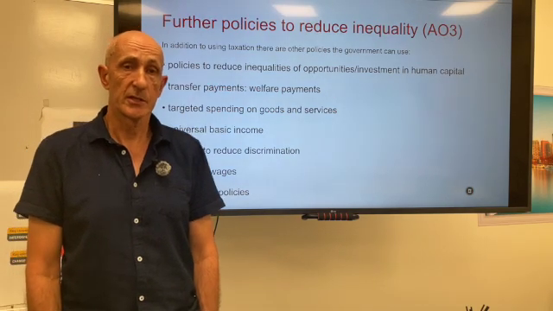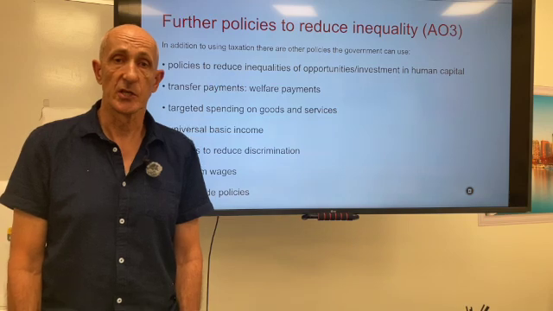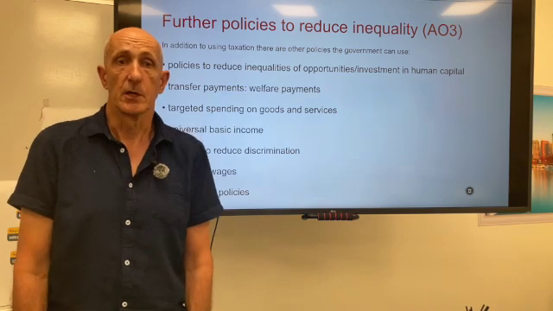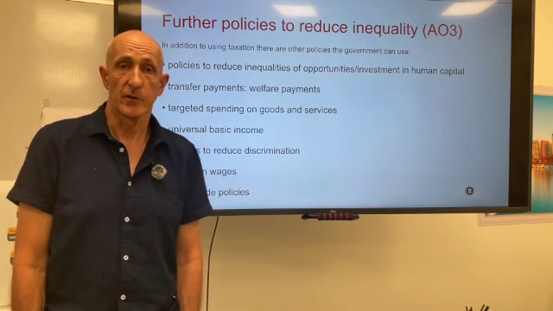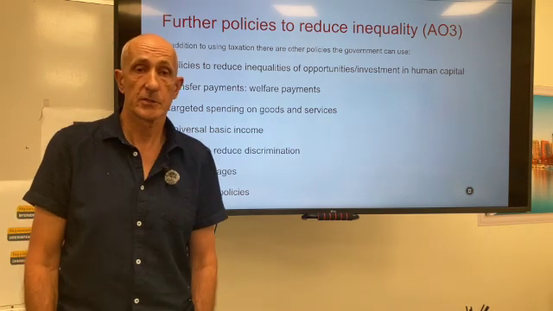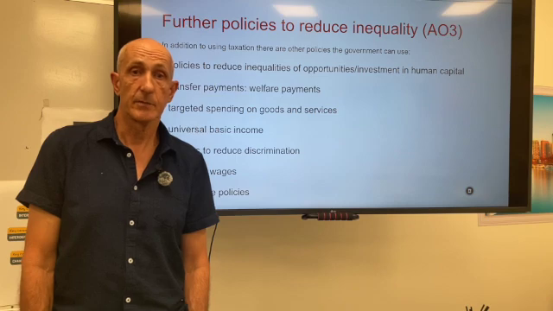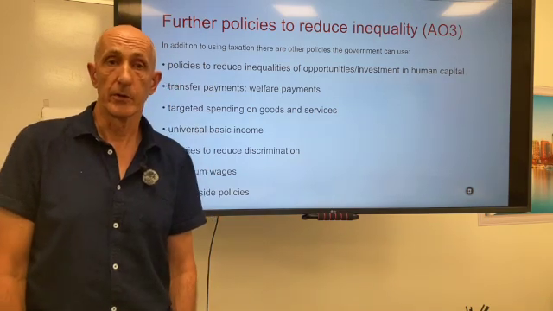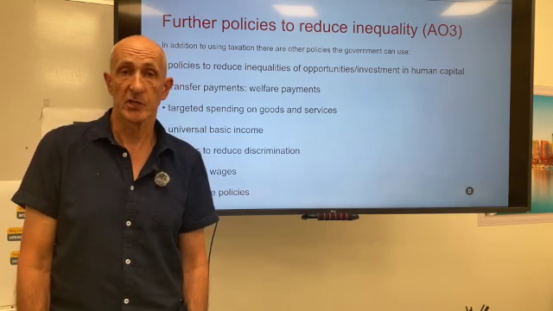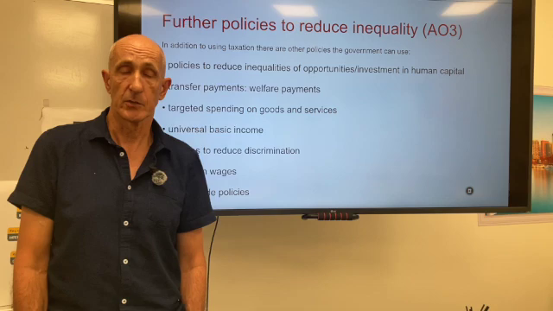There's a whole list of other policies. This is AO3 again. This would be part B of your essay paper, discussing the extent to which inequality can be solved by taxation or by any of these other policies: to reduce inequalities of opportunity or invest in human capital, transfer payments, welfare payments. Targeted spending on goods and services, like a focus on education. Universal basic income is something that some countries have played around with and are interested in. Policies to reduce discrimination, the minimum wage, and various supply side policies in general. So familiarise yourself with all of those various ways that we can reduce inequality.